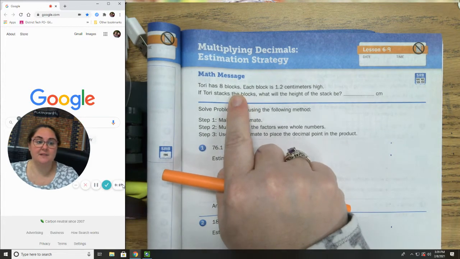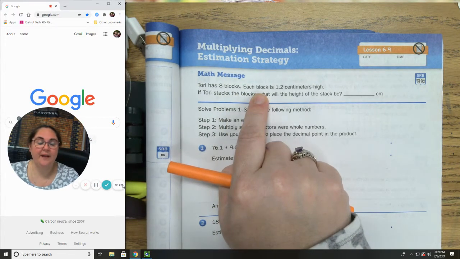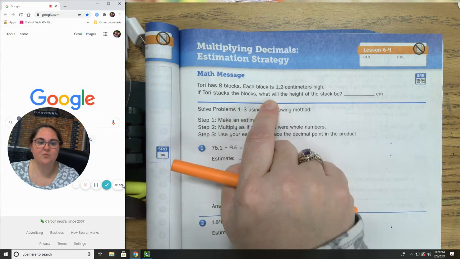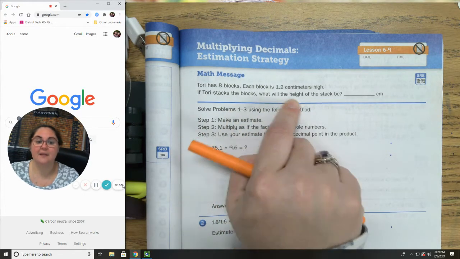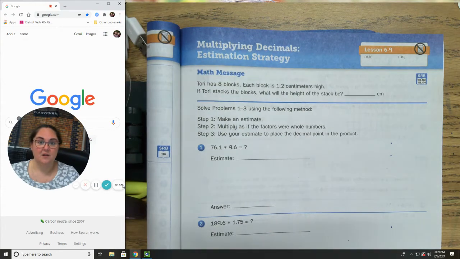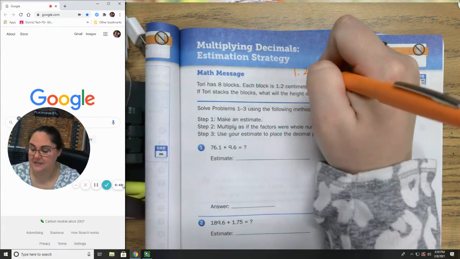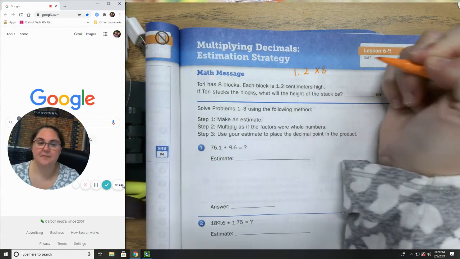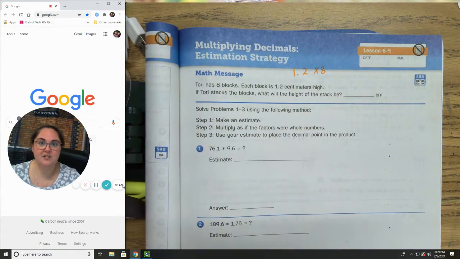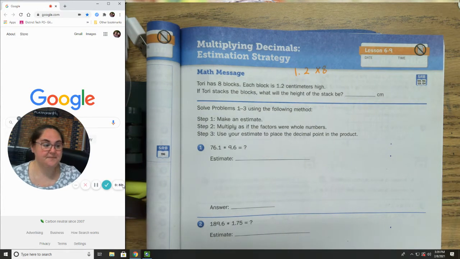Tori has 8 blocks. Each block is 1.2 centimeters high. If Tori stacks the blocks, what will the height of the stack be? So what you're going to do is 1.2 times 8. Now, there are a couple of ways to do this. I want you to see if you can figure this answer out.